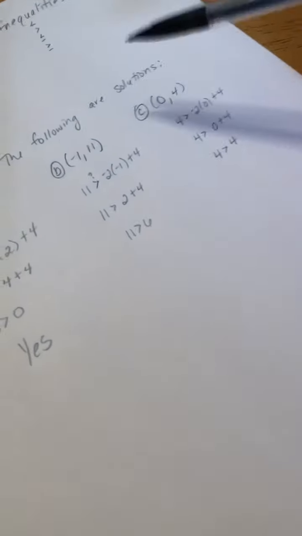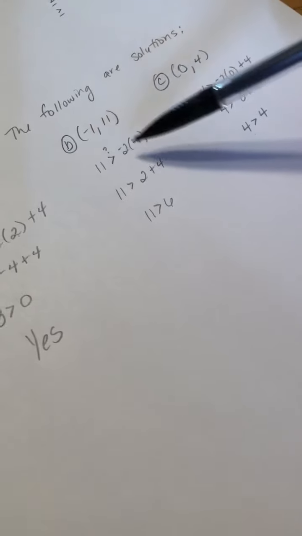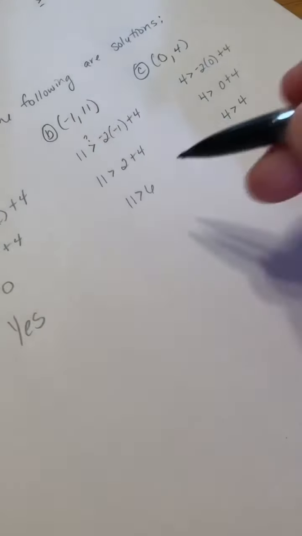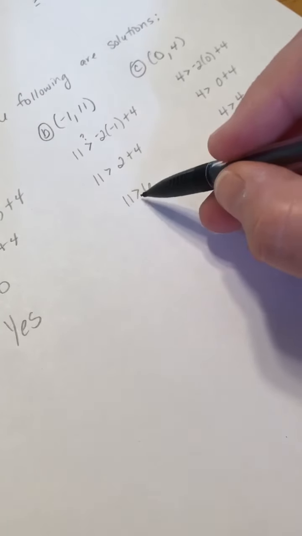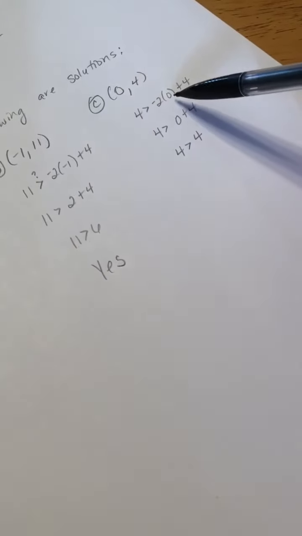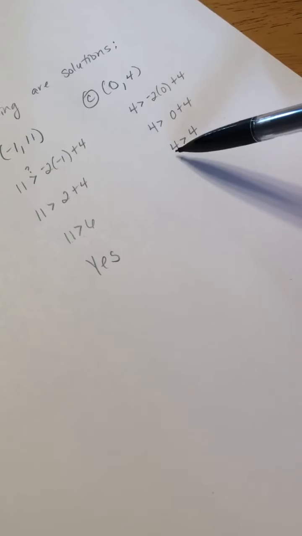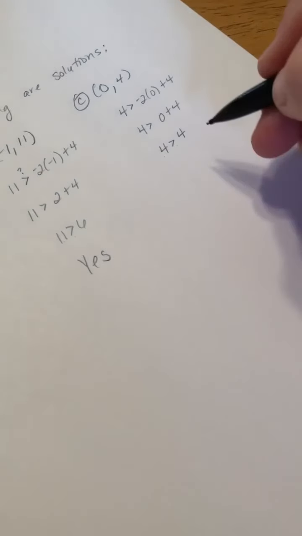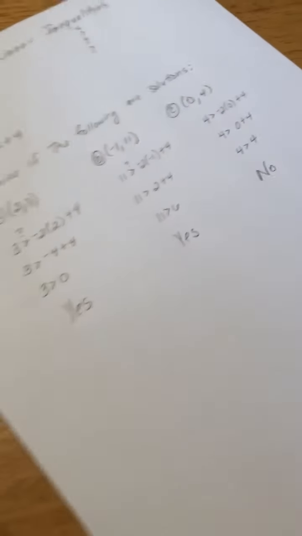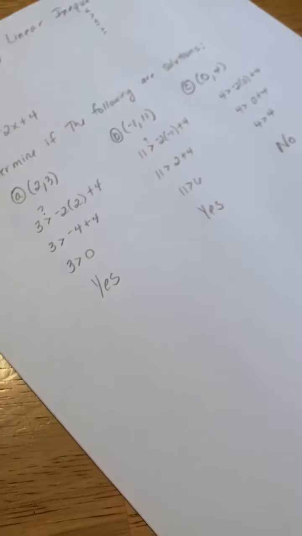Okay, so for part B, when you plug in negative 1 for x and 11 for y, and you simplify, you should have got, the question is 11 greater than 6? And our answer is yes. So B is also a solution. When you plugged in C, 0 for x, 4 for y, you end up with 4 greater than 4. Is 4 greater than 4? And the answer is no. So the solutions here are A and B, okay?